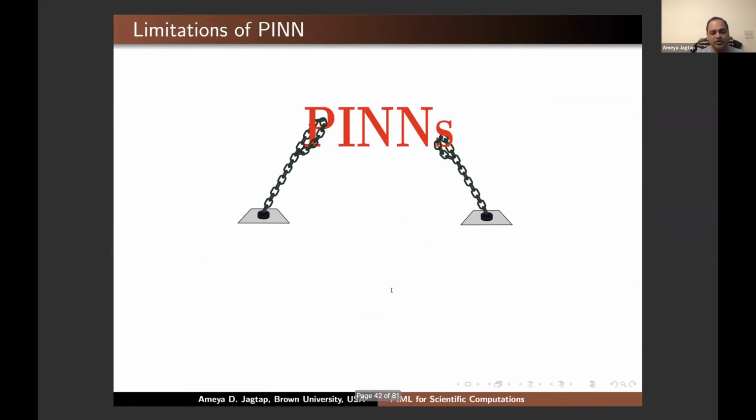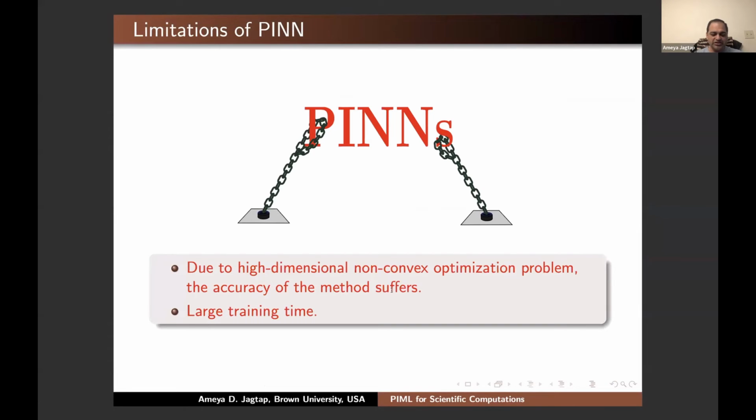So let's move on. We have seen that PINN can successfully solve very ill-posed problems where we have a limited set of data. But of course, there are certain limitations of PINNs. The first limitation is that due to the high-dimensional non-convex optimization problem, the accuracy of the method suffers. The maximum accuracy we obtained here is 10 to the power -6, -5, because it's a highly non-convex optimization problem with thousands of parameters.